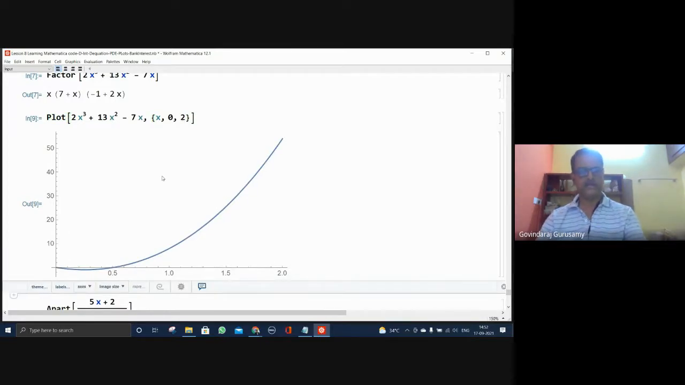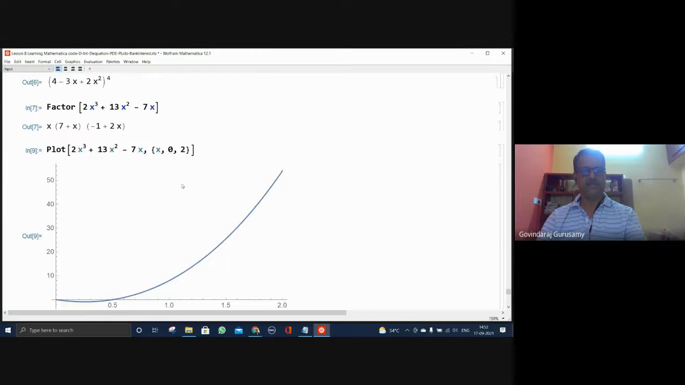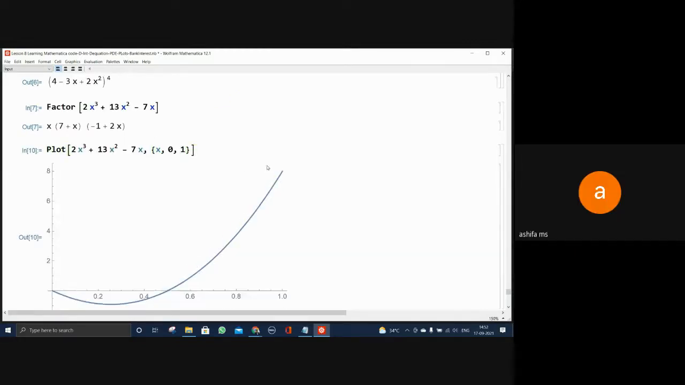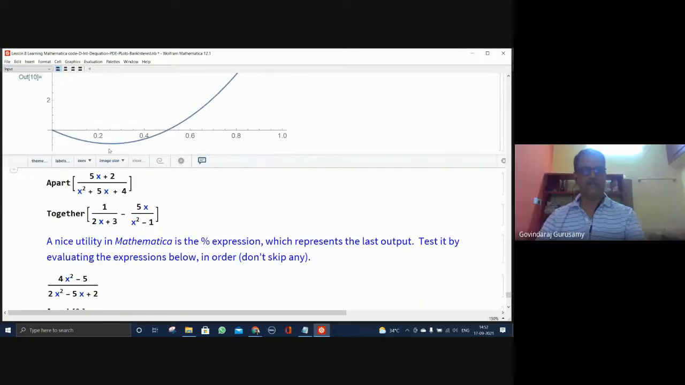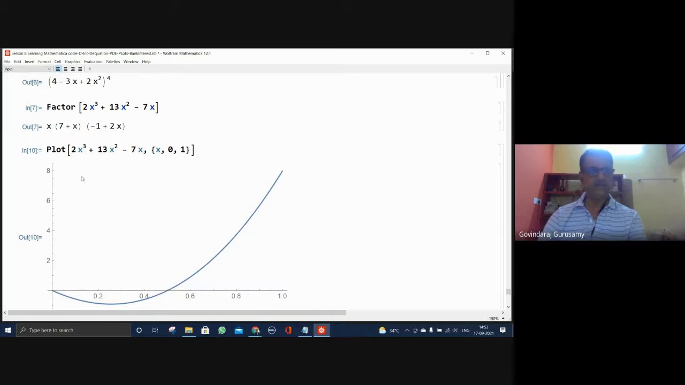Yeah, there are 2 roots already. This is 0 and half is available. Correct? Right? Yes, sir. It's available. 0 and half. Exactly available. One more root should be there now. x is equal to minus 7.